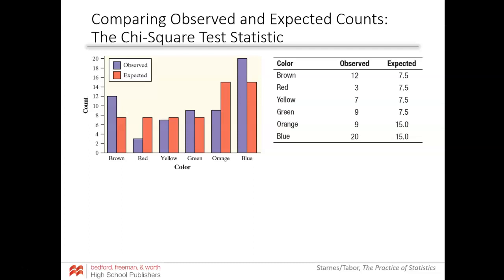So here they've displayed your data for each of the colors of the M&Ms, and they're comparing what we observed versus what we expected. And you'll notice that for some of the categories the observed value was higher, some were lower, and nothing was exact. Some were close, but that's just the way life works.